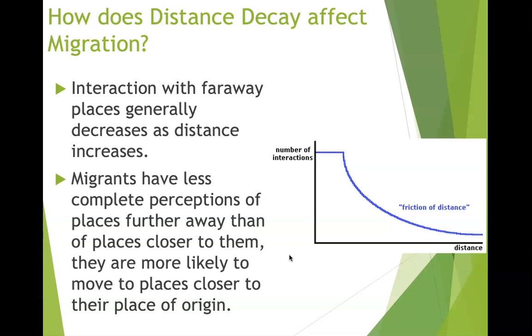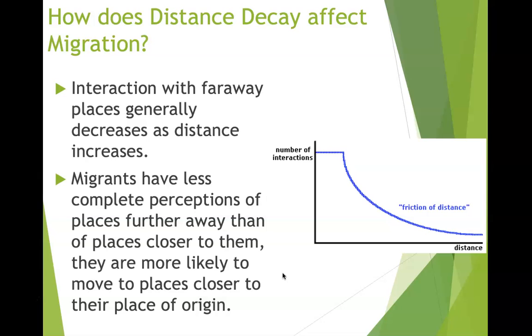All right? Keep in mind, we also have something called distance decay that works with migration. Interaction with faraway places generally decreases as distance increases. So the further away you get from a place, the more distance between places, we have something called friction of distance. You're less likely to have interaction with that place. You're less likely to have interaction with Sydney, Australia than you are with Chicago, Illinois.